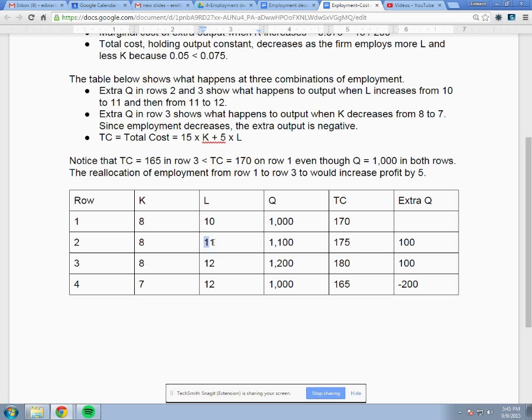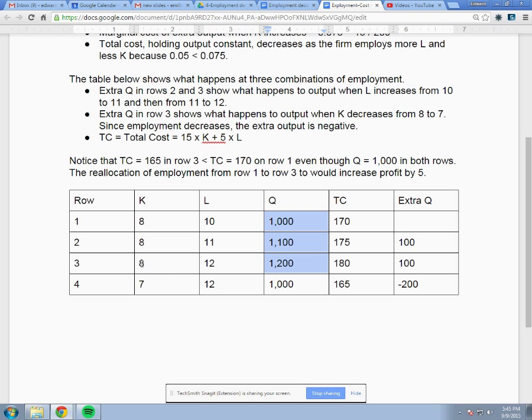Now let's do the same thing. Let's let L go from 11 to 12. Again, the extra output would be 100. So output would rise from 1,100 to 1,200. And since I have to pay $5 for each L, total cost will rise from 175 to 180. So now I've spent $10 more, and I've got a total of 200 more units of output.